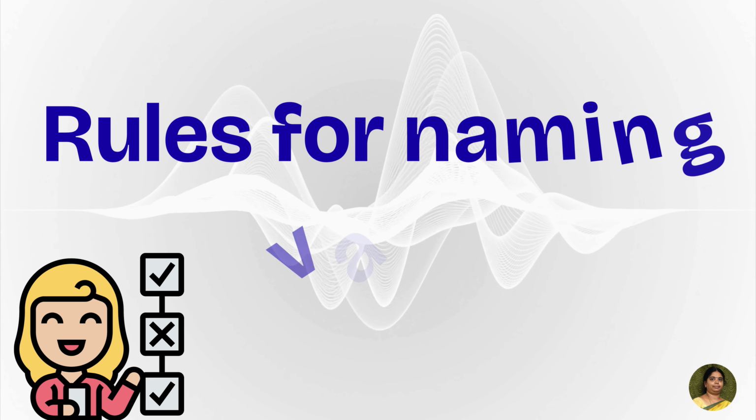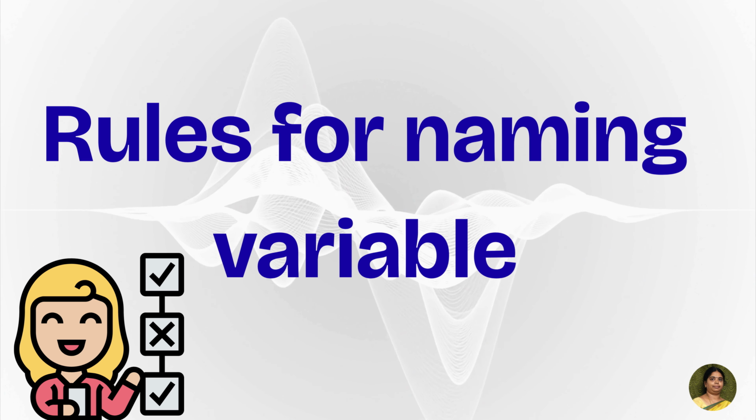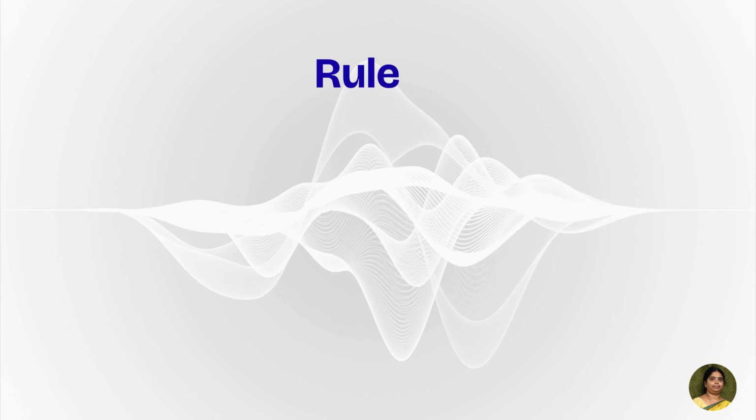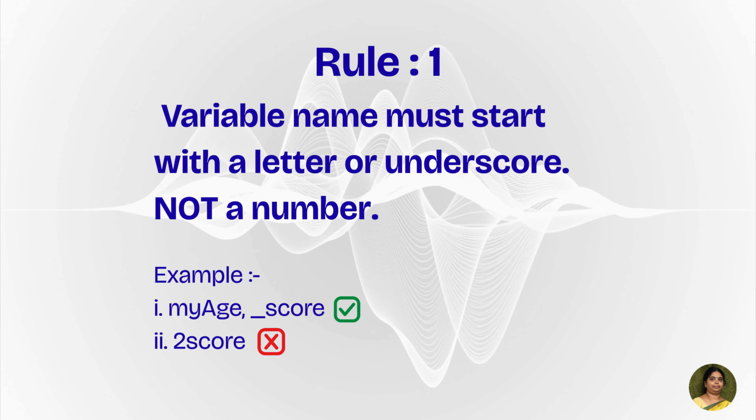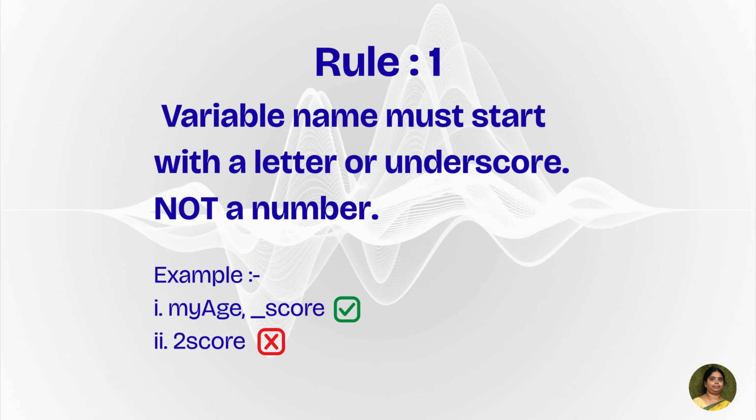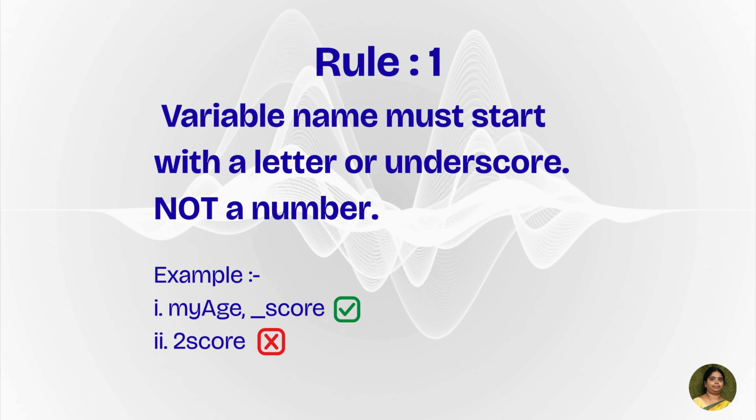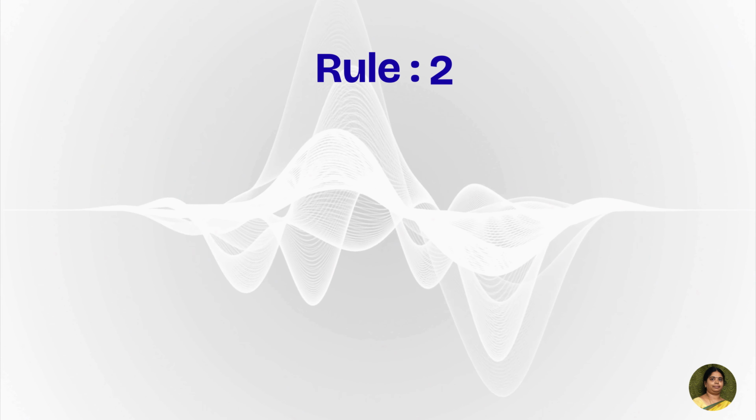Now we will start with variable naming rules. The first rule is it starts with a letter or underscore. It cannot start with a number, like 2age is wrong. Rule number 2, no spaces allowed.